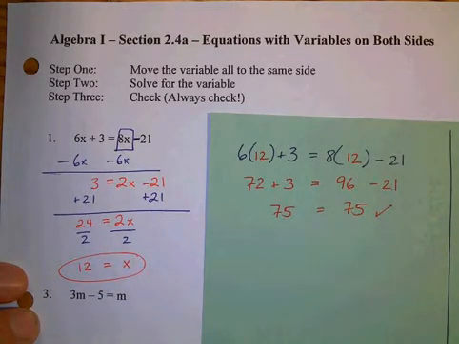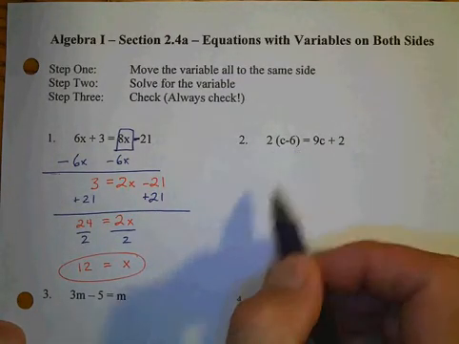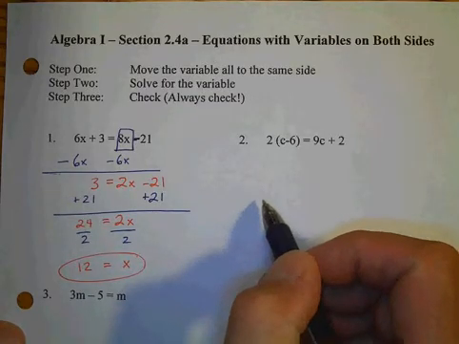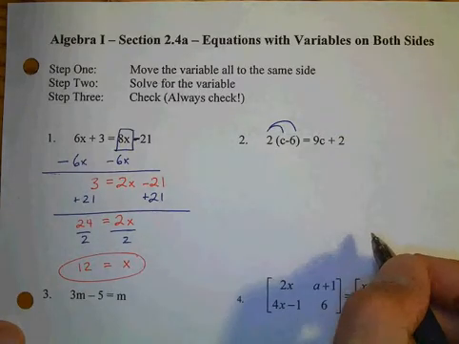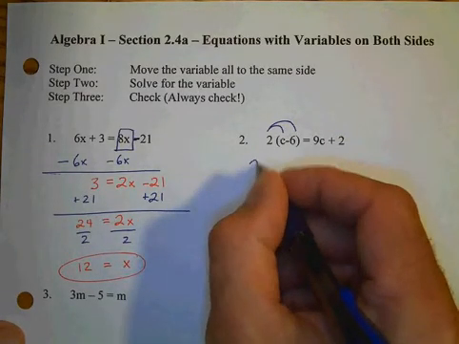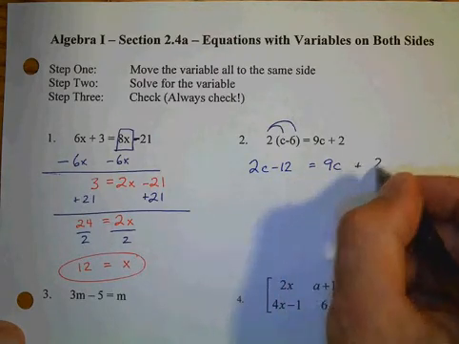Let's look at problem 2. On our second problem, we're faced with a little bit different situation in that we have a 2 outside our parentheses before we start the problem. So, let's begin the problem by distributing the 2 to both parts of the inside of the parentheses. That gives us 2c minus 12 equals 9c plus 2.